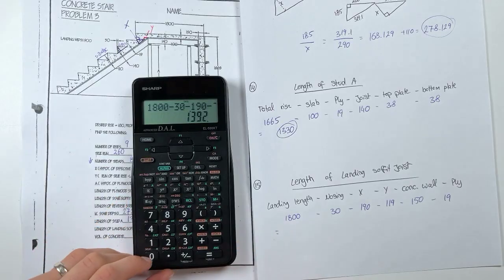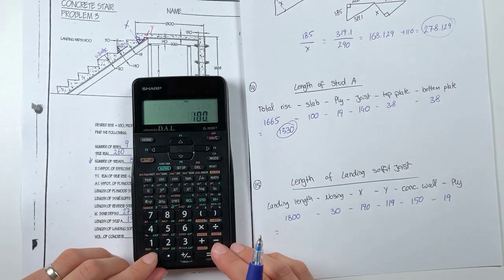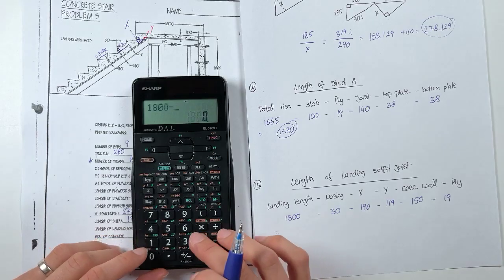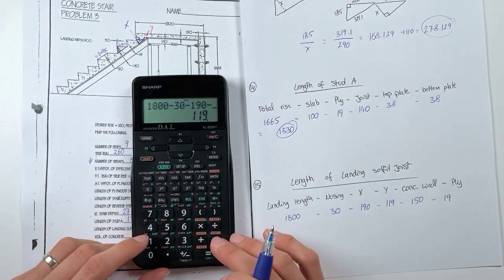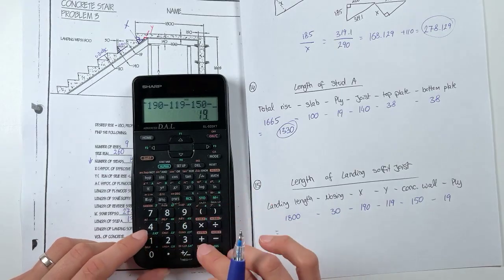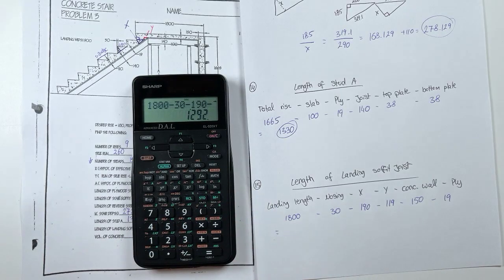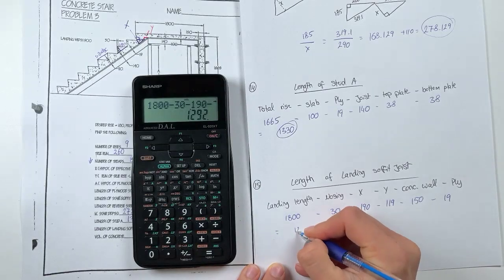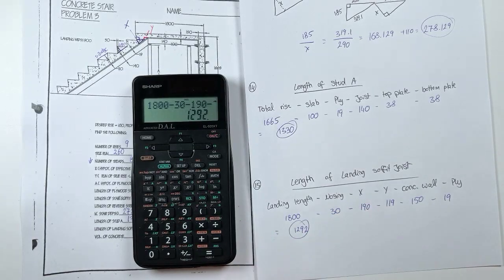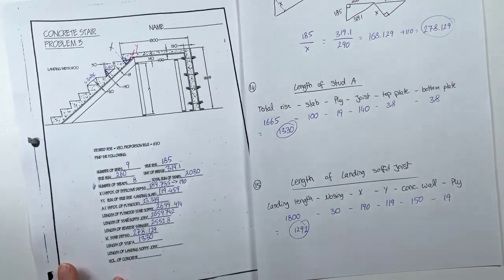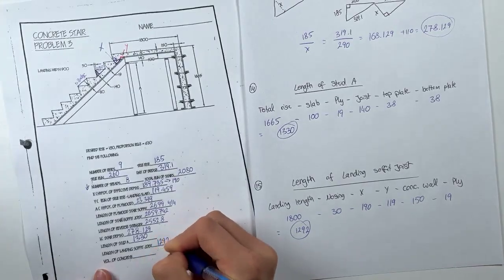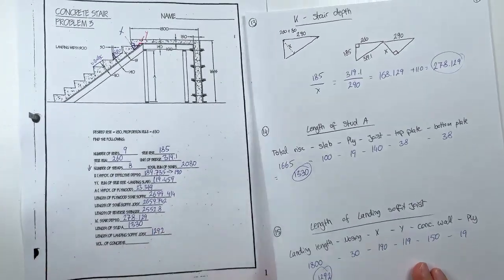I got a different number earlier. One more time. 1800 minus 30 minus 190 minus 119 minus 150 minus 19. Aha! I obviously missed a number. So 1292. Super duper. Okay. So that is what you would cut that joist at. 1292. Okay, now we're on to our last question.